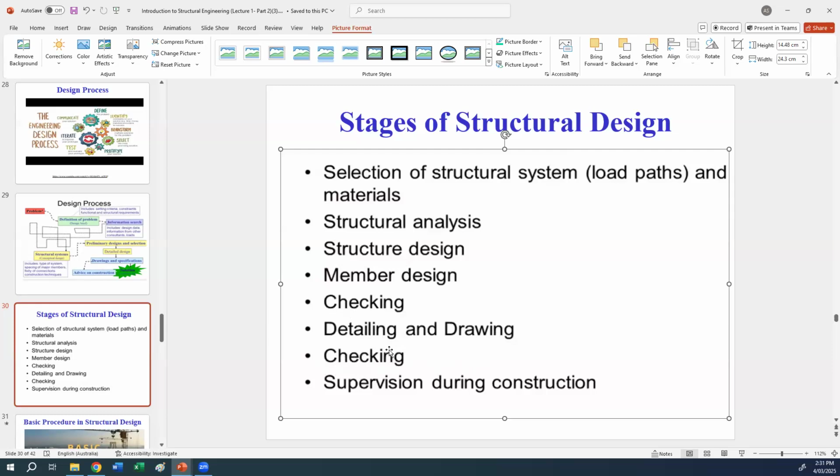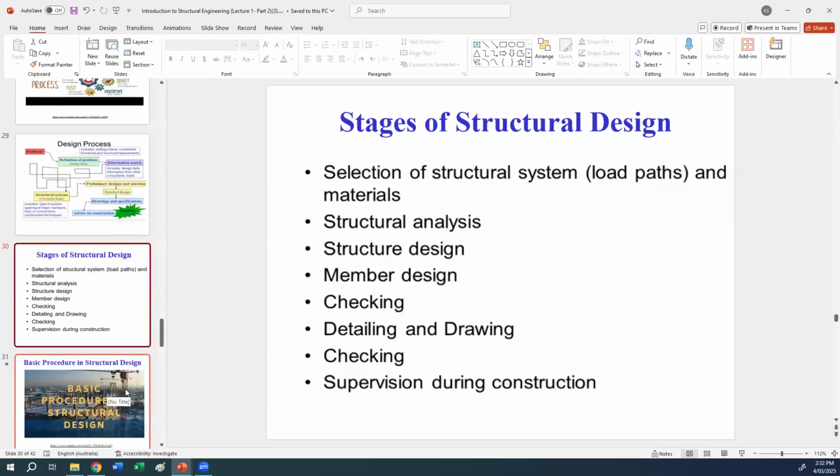Then after that, the construction manager checks the detailed drawings from the structural engineer to start the execution of the building. Then comes the supervision during construction. As a construction manager, you will be supervising the builder and other professional workers in the construction process. Okay, so all of these steps come under the structure design process.